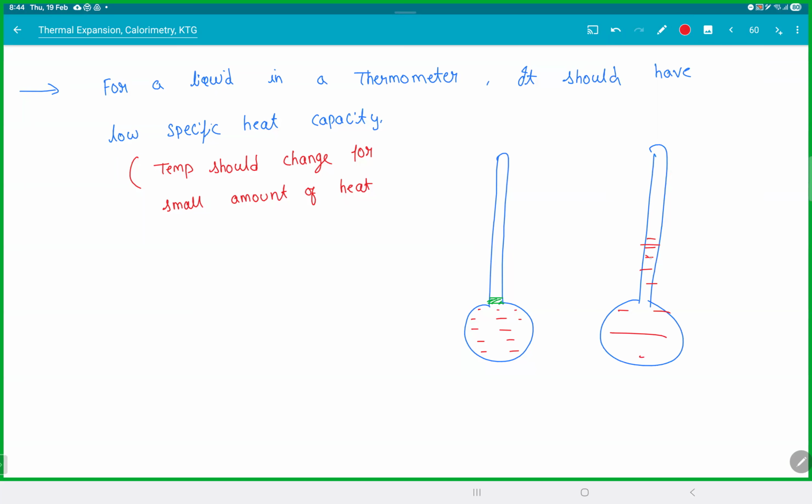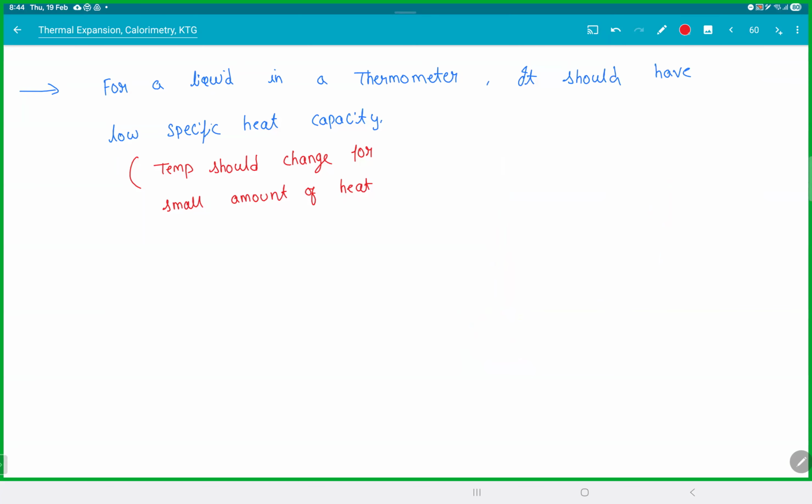Which is more visible, the small one or the big one? Do you want to get a big reading or a small reading? You want to get a big reading, right? So that it is more visible. So you want the liquid to expand easily, right? So you should have high gamma.